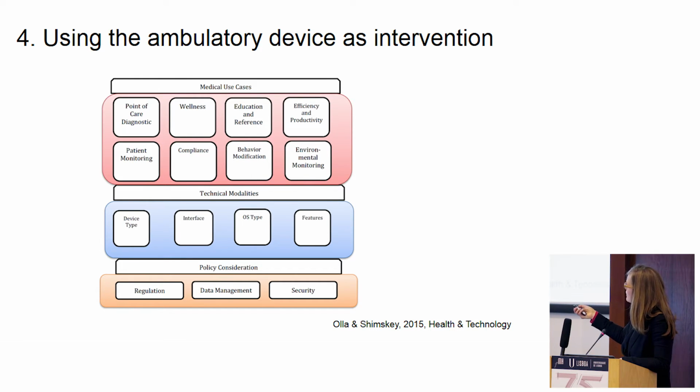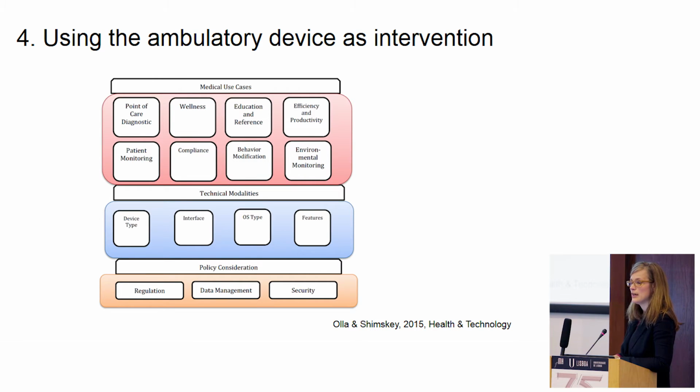Is it more wellness? I want to feel better, smooth things. Is it about compliance? So I can check, for example, again in diabetes, how often somebody has entered and when they entered their glucose levels. Is it more about education? Is it behavior modification? That's what Antonio and Robert presented. Is it about efficiency and productivity, for example in a physician's office where you can do some of these processes on a smartphone? Or is it about environmental monitoring?